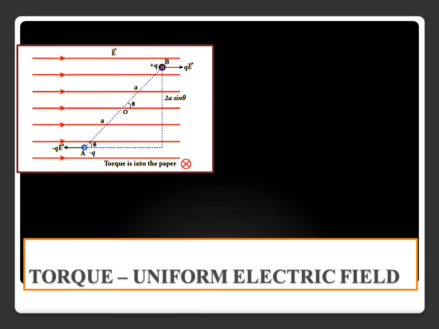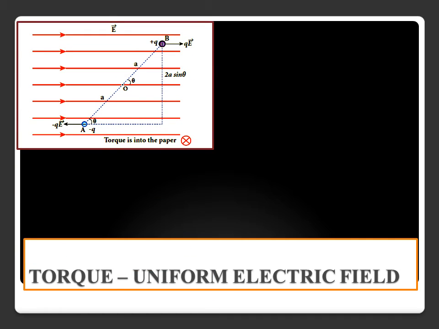The next one is about torque, the torque experienced by an electric dipole in a uniform electric field. Now we'll see the diagram. You have a uniform electric field and a dipole placed in it, minus q and plus q, separated by a distance of 2a. The midpoint is O, and the angle between the electric field and the dipole is theta. Now two forces act at the positive charge and the negative charge.